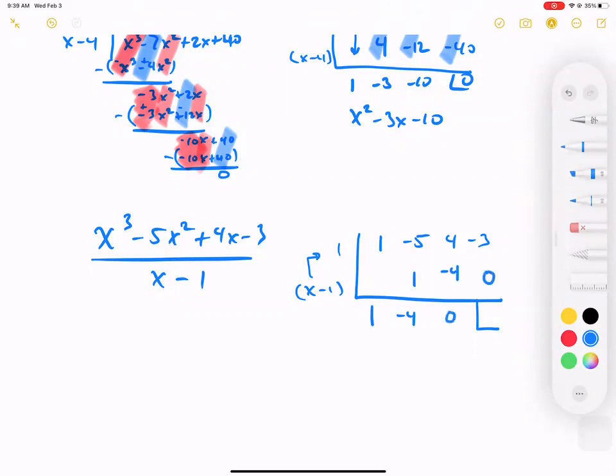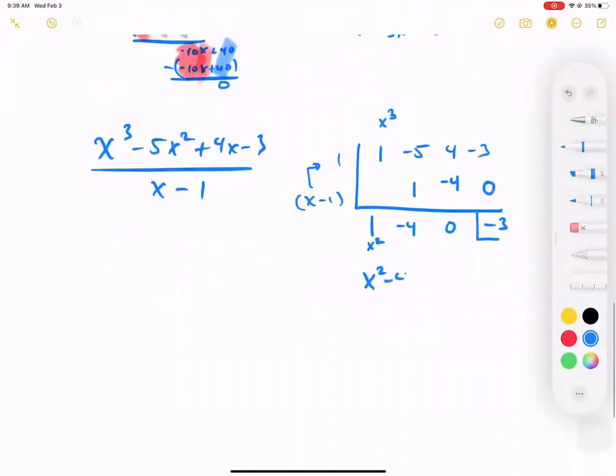One times 0 is 0. We're going to end up with negative 3 as my remainder. Now, to reinterpret this, we started from x cubed, so the answer is an x squared value. So this becomes 1x squared minus 4x plus 0. I don't need to write the 0 here. Remember, these numbers are placeholders. So I have 1x squared, I have 4x's, and I have 0 constants. Please be aware of that.